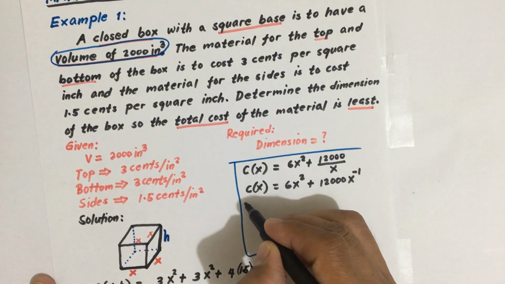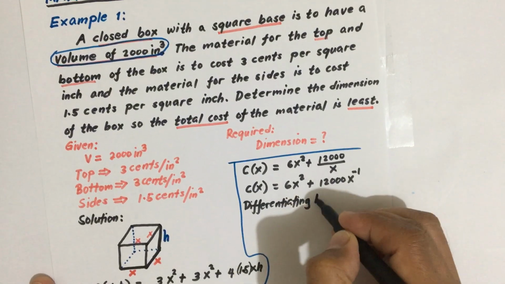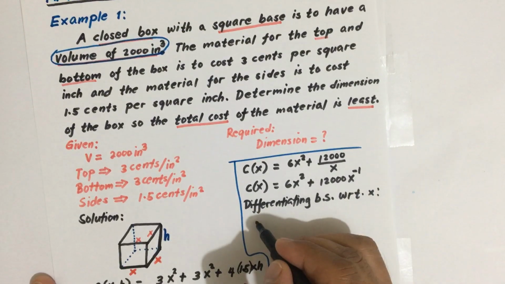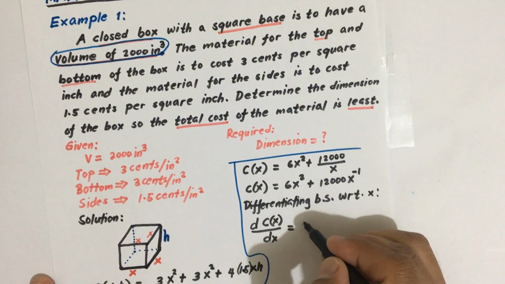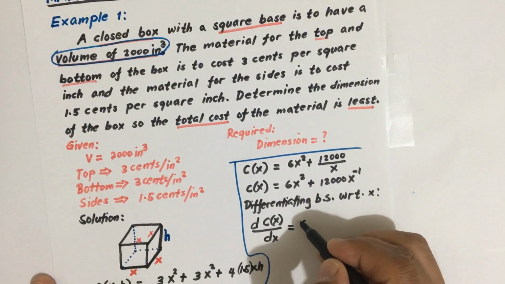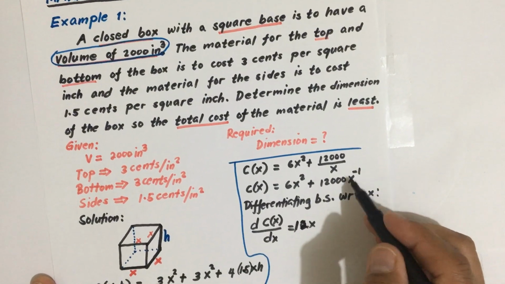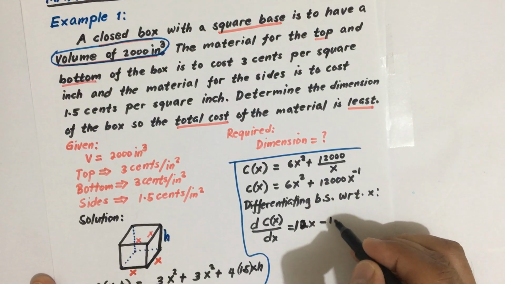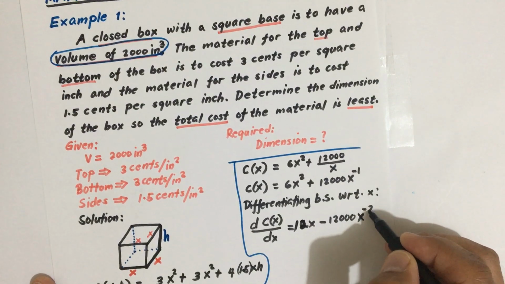Okay, so differentiating both sides with respect to x, we have the derivative of the cost as a function of x with respect to x equal to, applying the rules of differentiation, 12x, then the power rule applied here, so the exponent negative 1 goes down, multiplied by 12,000, so this becomes negative 12,000 times x to the negative 1 minus 1, so this will be negative 2.